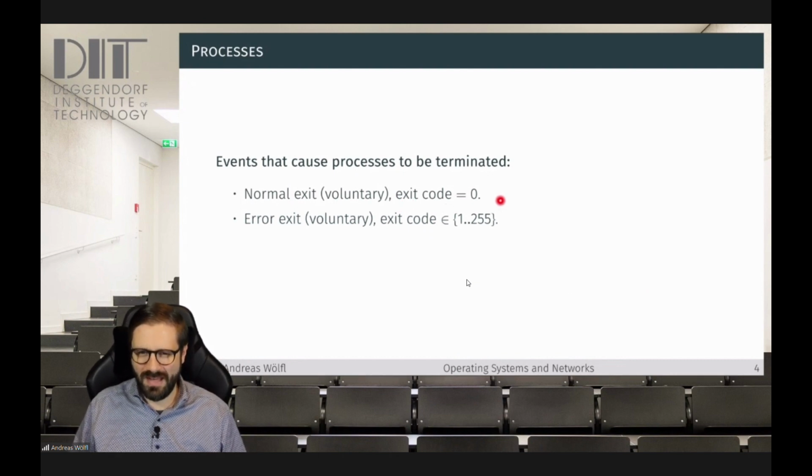A process can exit voluntarily, but with a non-zero exit code. This is possible. Exit codes, by the way, are in the range of 1 to 255.